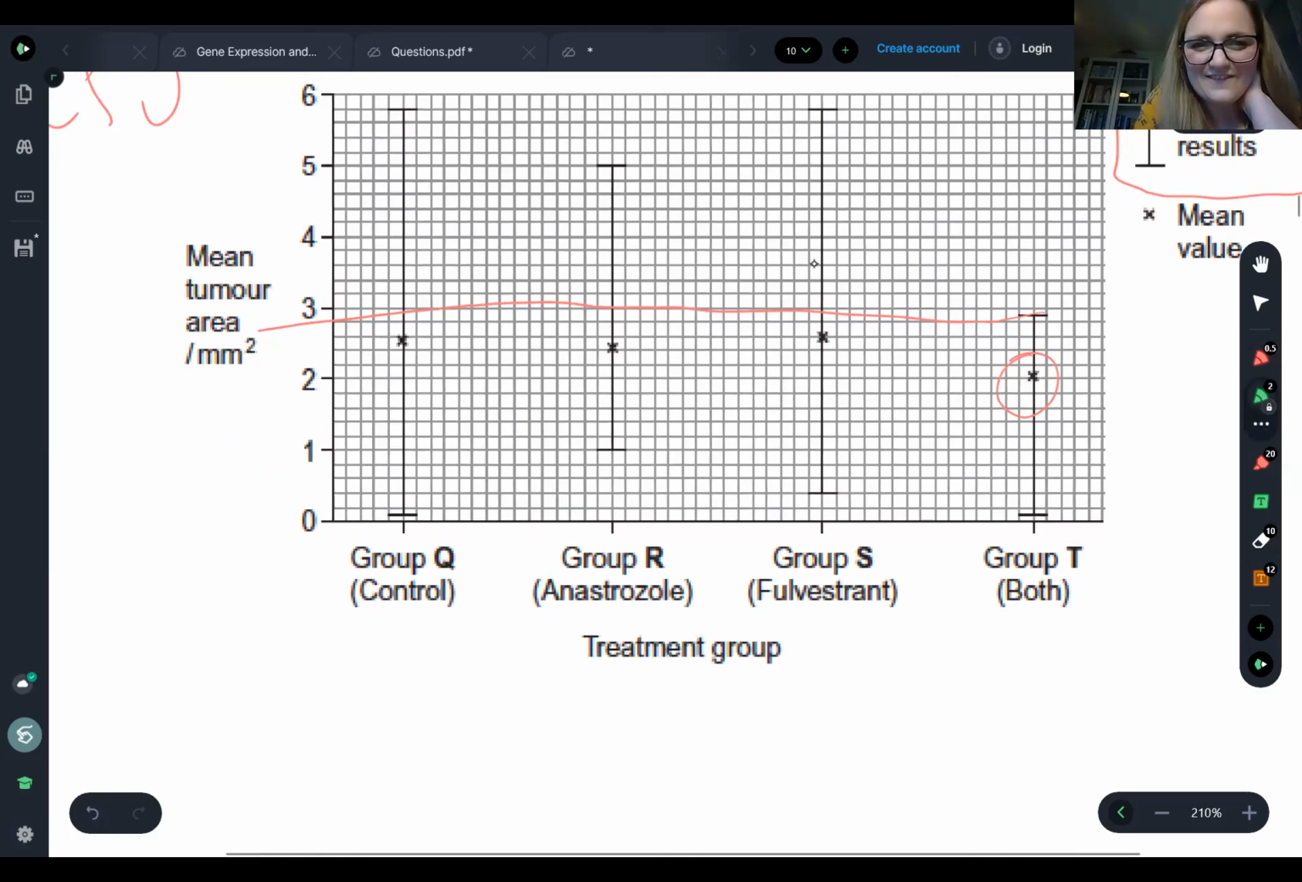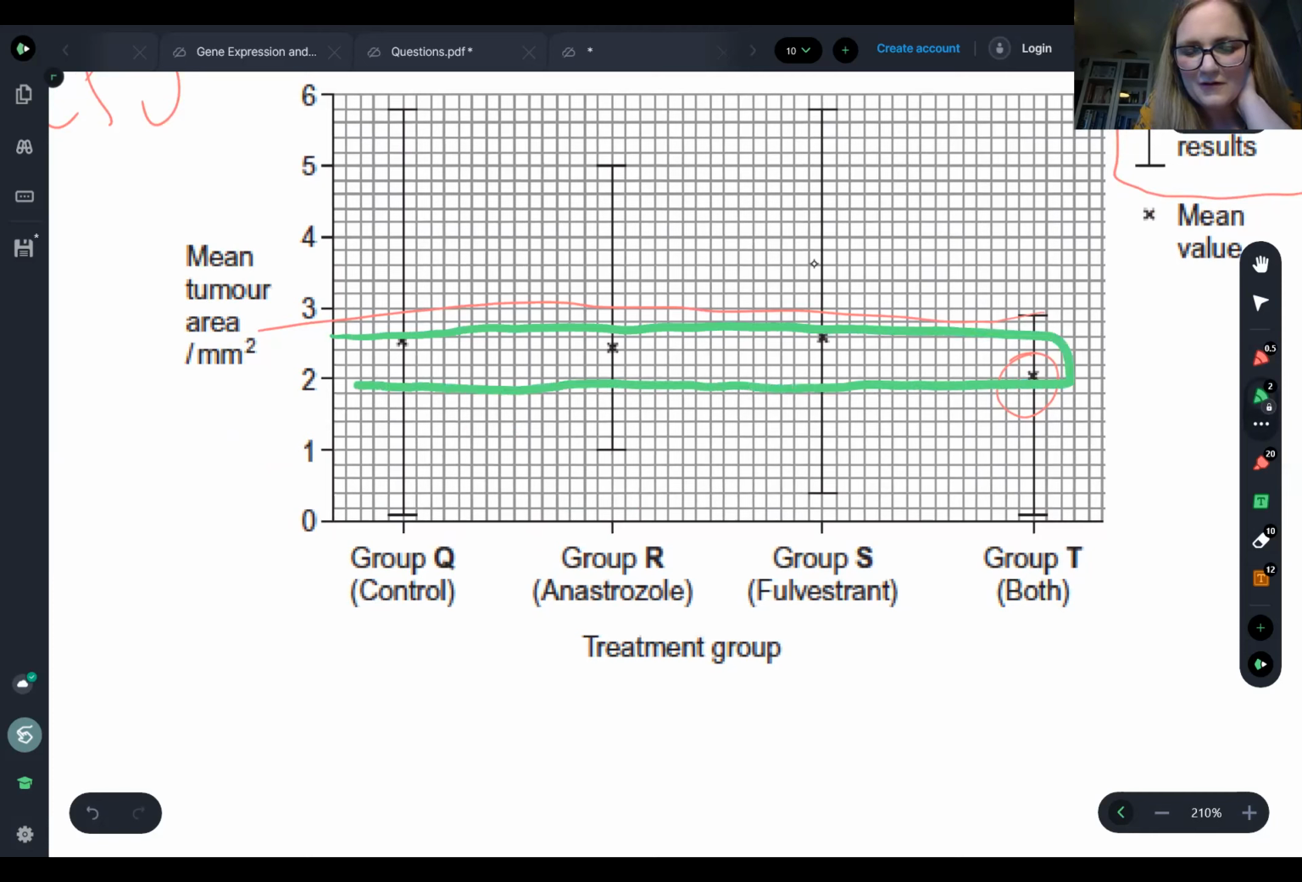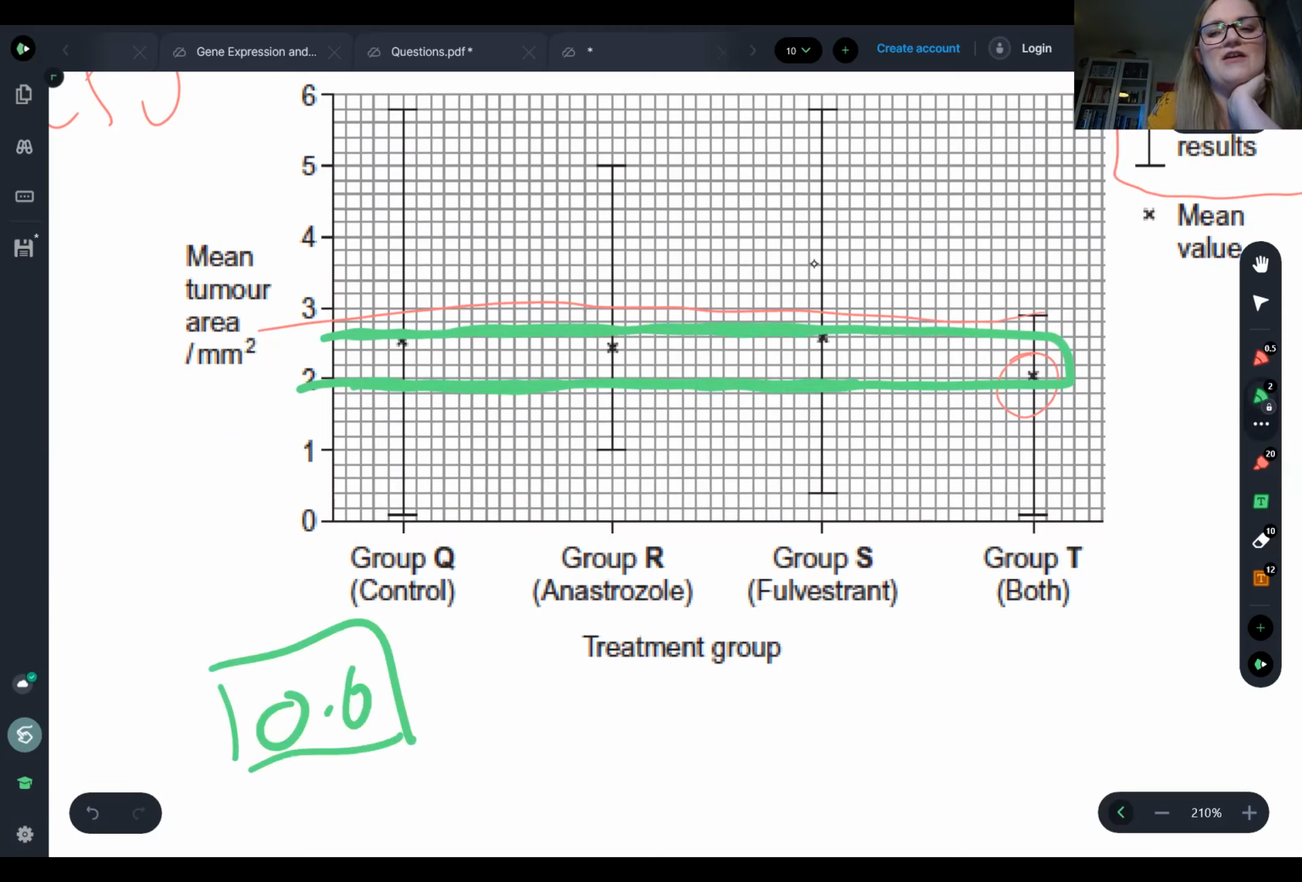Let's have a quick look. These mean tumours are all, it would help if my handwriting was a bit smoother. They're all within 2 and 2.6. So they're all within 0.6 of each other, the means. So we don't actually have that great variability here. So that is something that you could say.